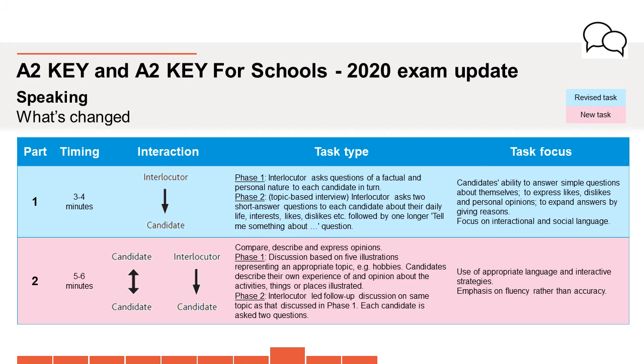First, by exposing candidates to a broader range of language and language functions, for example, expressing likes and dislikes, expressing and justifying opinions, etc. Secondly, by increasing the focus on spoken fluency. And thirdly, by encouraging the practice of managing interaction. For example, initiate conversation, take turns, negotiate and develop meaning, etc.